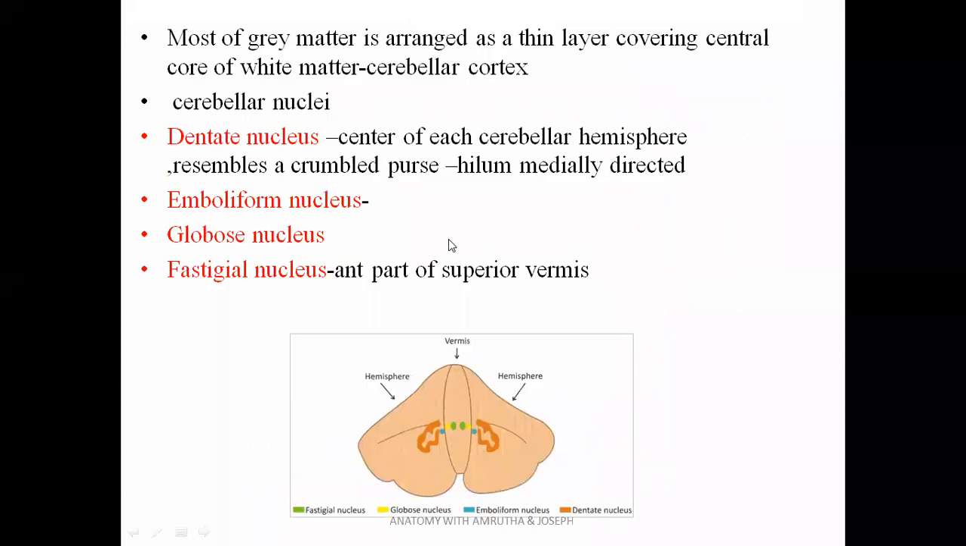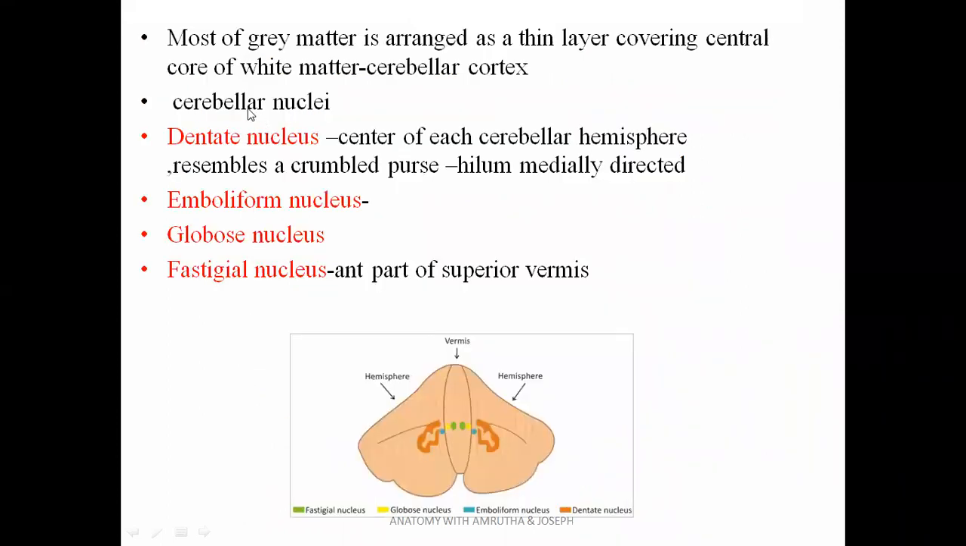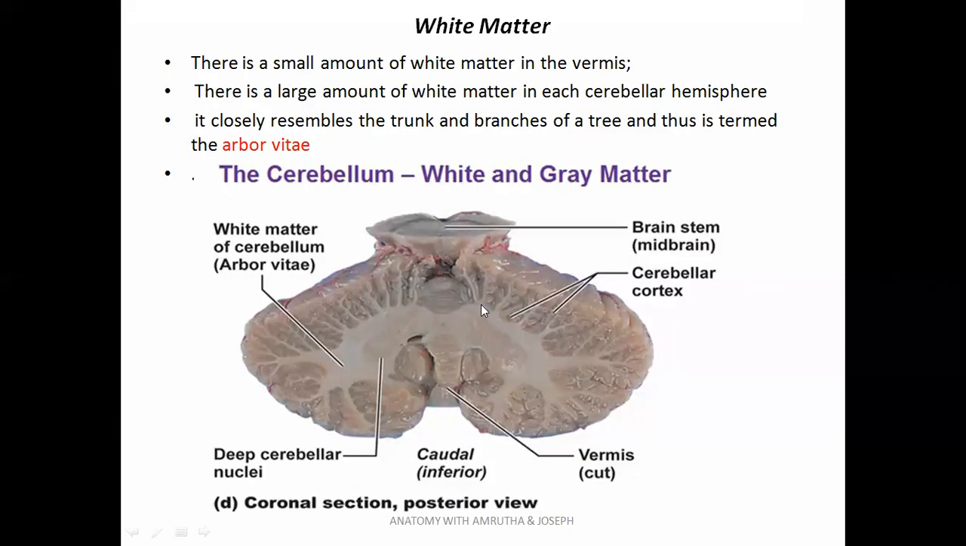Now, this is the inner aspect of the cerebellum, a diagrammatic representation. Most of the gray matter is arranged as a thin layer covering a central core of white matter, that is the cerebellar cortex. So the outer aspect of the cerebellum has gray matter called the cerebellar cortex. And there are cerebellar nuclei inside the white matter, as I mentioned before. If you look carefully, there is a small change of color here, and that represents the deep cerebellar nuclei.